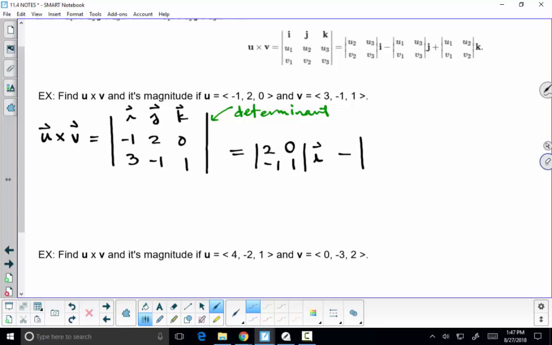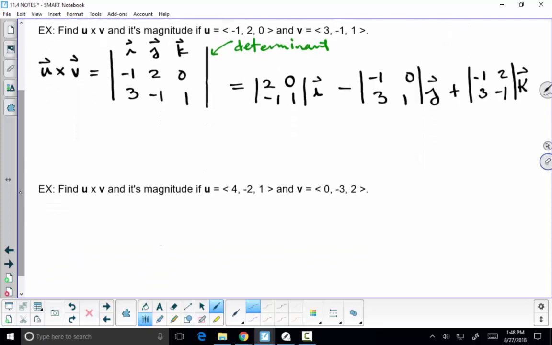Now to get the second minor, we cross out the first row and the second column and take the four entries that remain. And that's multiplied by J. And then the last one, we get rid of the top row, third column, and that's multiplied by K. So this is how you would definitely write it out if you were in a physics class.